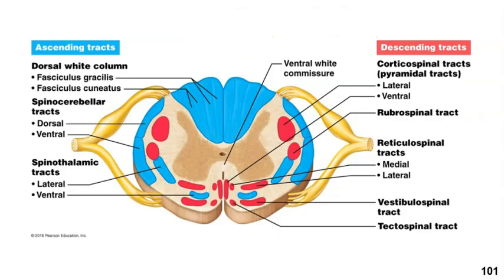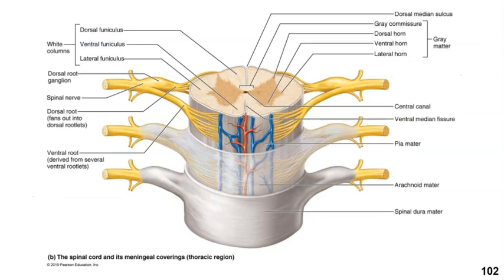The white matter columns have an organization that is not quite as tidy as the gray matter horns. The white matter columns, which are collectively called the funiculi, have a similar naming scheme to that which we saw in the gray matter horns. The dorsal funiculus is located on the dorsal or posterior side of the spinal cord. Ventral funiculus is located on the anterior or the ventral side. And the lateral funiculus is found in the lateral aspect of the spinal cord.